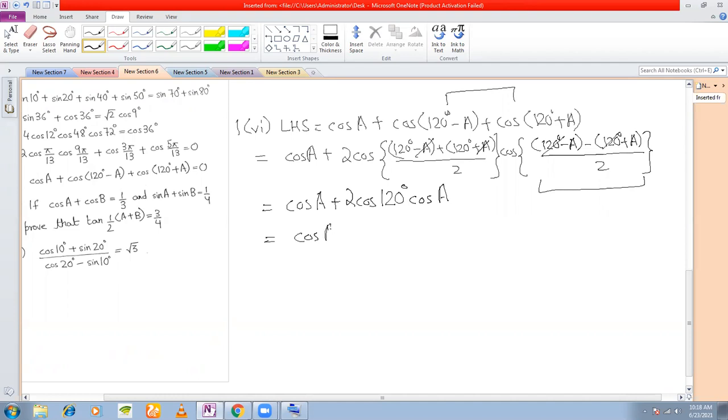Okay. So cos A plus 2 cos 120 degree. 120 degree is not an acute angle. You change it to an acute angle. 2 into 90 degree minus 60 degree.